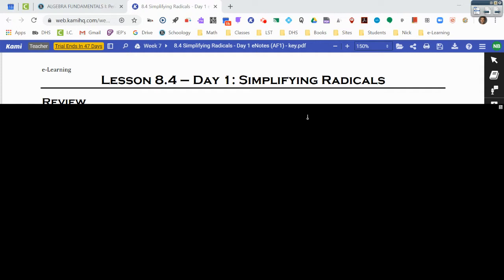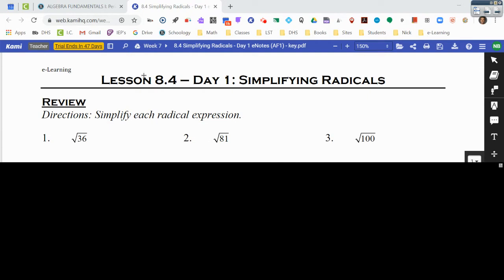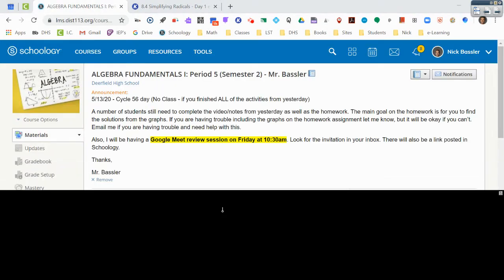All right. Hopefully you had a chance to work on the homework and lesson from Tuesday, and that made sense. Again, if you had issues with that or are having problems with technology, hopefully you can reach out to me and let me know. Today we're going to switch gears a little bit and talk about simplifying radicals. And hopefully you also had a chance to look at my post from yesterday.